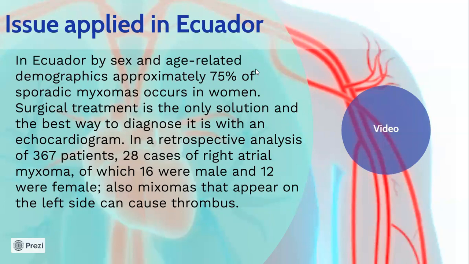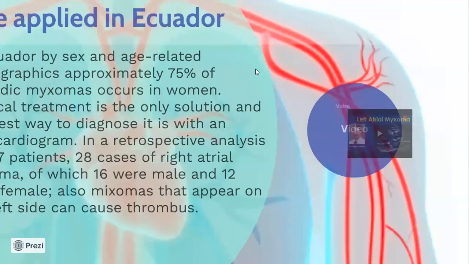Issue applied in Ecuador. In Ecuador, by sex and age-related demographics, approximately 75% of sporadic myxomas occur in women. Surgical treatment is the only solution, and the best way to diagnose it is with an echocardiogram. In a retrospective analysis of 367 patients, there were 28 cases of right atrial myxoma, of which 16 were male and 12 were female. Also, myxomas that appear on the left side can cause thrombus.